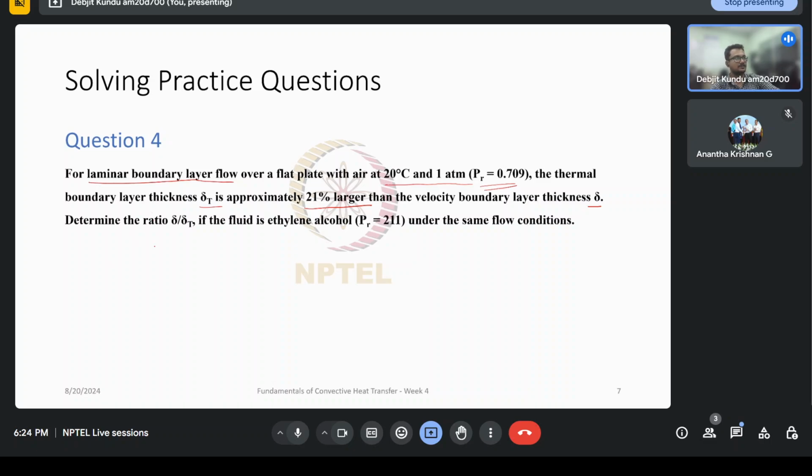Now the question is asking us to determine the ratio delta over delta T if the fluid is ethylene alcohol with a Prandtl number of 211 under the same flow conditions. Same flow conditions meaning the same Reynolds number and associated things. So if the Reynolds number is the same, we can say that the flow over it is the same, and as a result, the heat transport would also be similar. So in that case, what would be the delta over delta T?